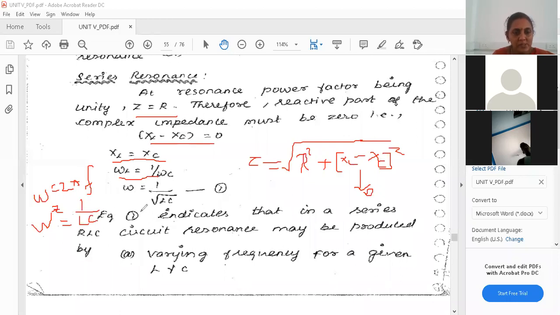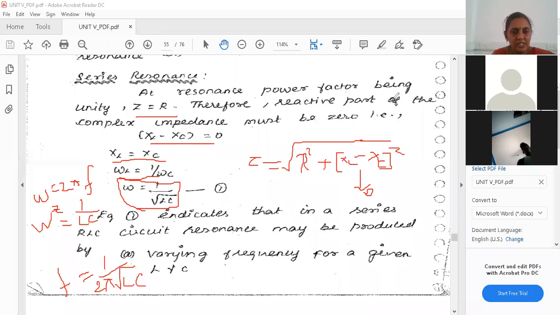By taking a square root, we can tell omega is equal to 1 by square root of LC. So this is the expression for omega at series resonance. Let me call this equation number 1. Now just substitute the value for omega here. Omega is equal to 2 pi f, so f is equal to 1 by 2 pi square root of L into C, right?